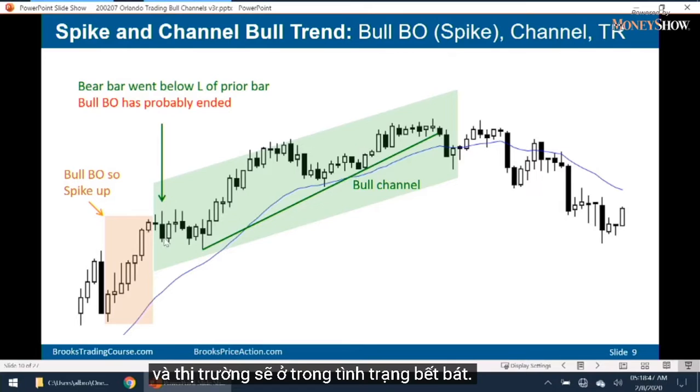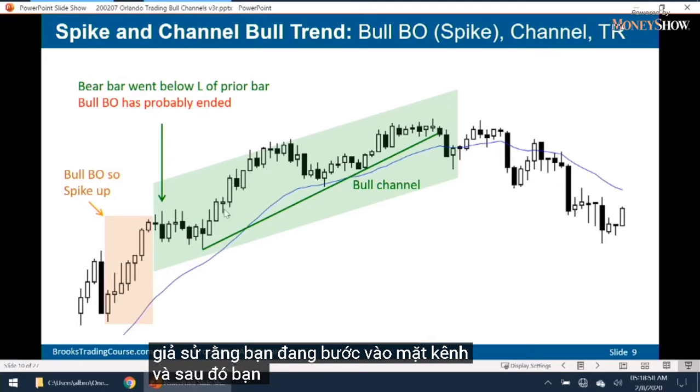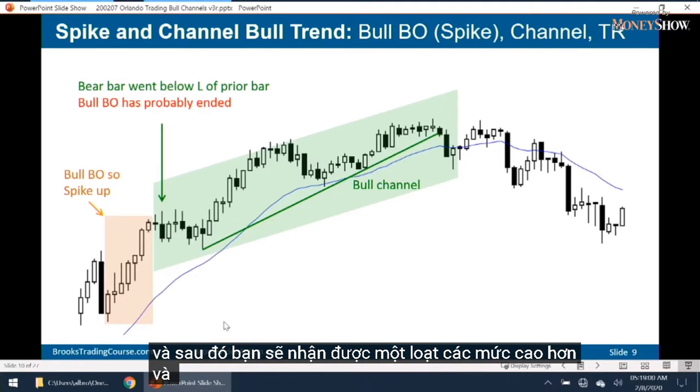We have a bear bar here. Its low is below the low of the prior bar. So the breakout phase has probably ended. And when the breakout phase ends, you have to assume you're entering a channel phase and that you get a series of higher highs and higher lows.